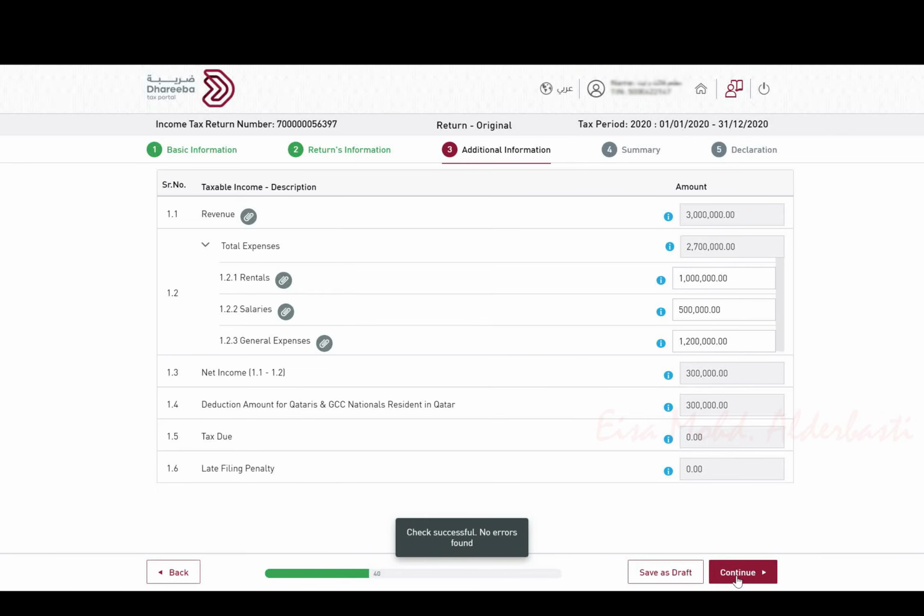As you can see, the net profit does not accrue any taxes, as 100% Qatari company and GCC resident nationals are exempt from any tax. So tax due and late filing is currently zero, because I'm filing before the due date of 31st August. So tax due is zero, late filing is also zero. Let's move on to the next slide.